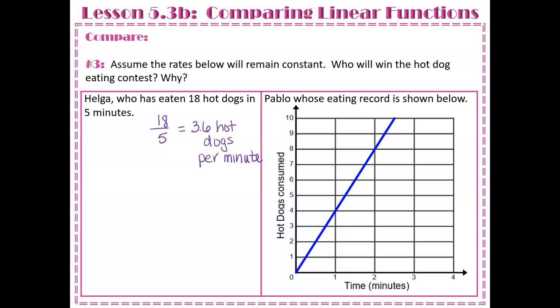If we look at the graph here, we're going to do rise over run. So it looks like this person eats 1, 2, 3, 4 hot dogs every minute. So 4. So Pablo eats 4 hot dogs and Helga eats a little less than that, so Pablo will win.